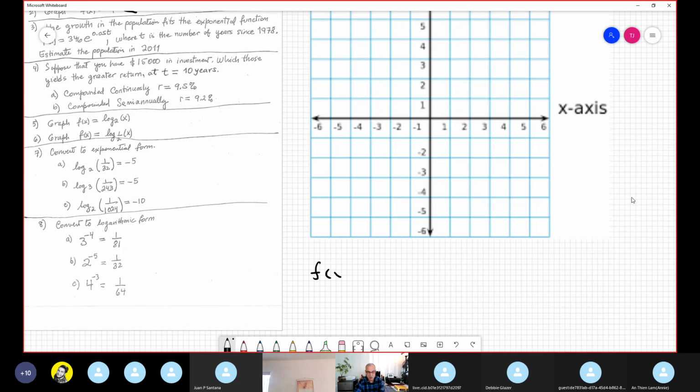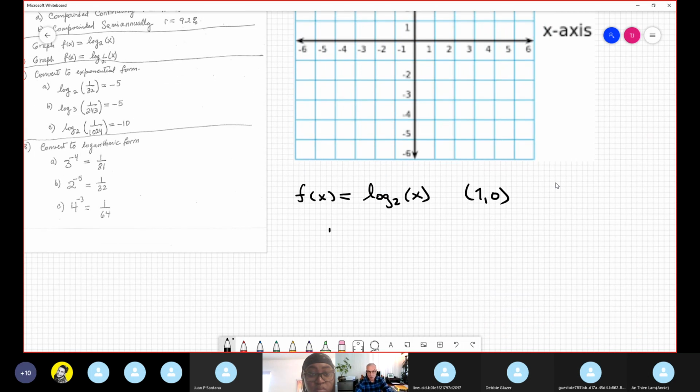So the function I want to graph is logarithm base 2 of x. And remember the 3 points. The famous 3 points in the logarithm: the universal is 1,0. Remember the exponential was 0,1. But remember logarithm and exponential are inverse functions, so you interchange x and y. For example, the logarithm base 2 of 2 is 1. And another point is the point 2,1.